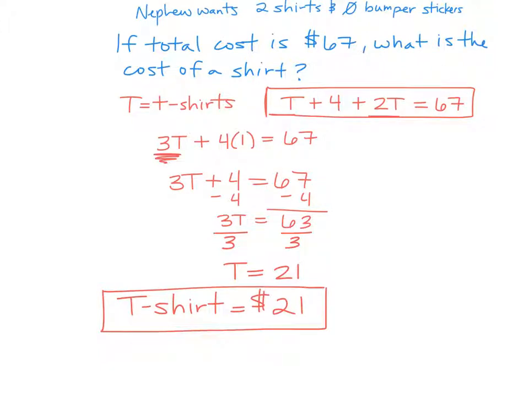I get it correct. Here's what I did. Okay? Check: 3T, divide by 3. Any questions on that?